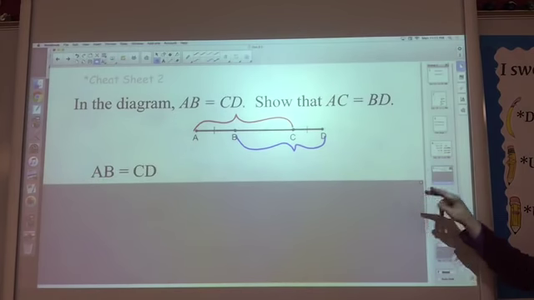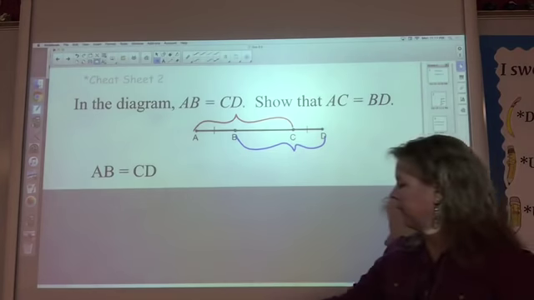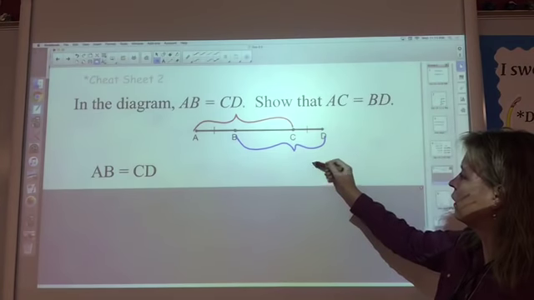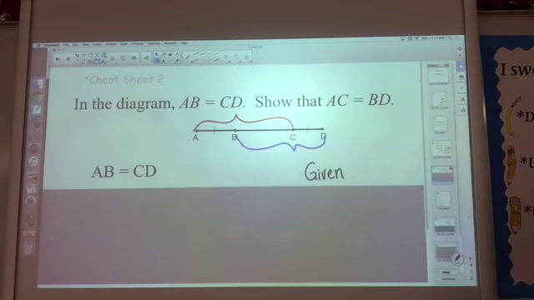So we're going to start out with the given information, AB equals CD. And we're going to have a reason over here, and the reason that we know that the measure of segment AB equals the measure of segment CD is because that was given to us.